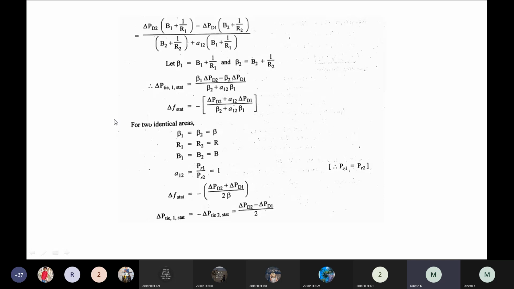So in the static analysis, I am assuming the areas are identical. That is area 1 is equal to area 2. So I am taking beta1 equal to beta2. So let us say it is beta. அதே போல R1 R2 which is equal to R. அதே போல B1 B2 equal to B and A12 equal to PR1 by PR2 which is equal to 1. ஏன்னா ஐடென்டிக்கல்னா ஒன் ஆயிடும் நம்மளுக்கு, ரெண்டுமே சமன்னு சொல்றோம் இல்லையா, அதனால ஈக்குவல் ஆயிடுது.